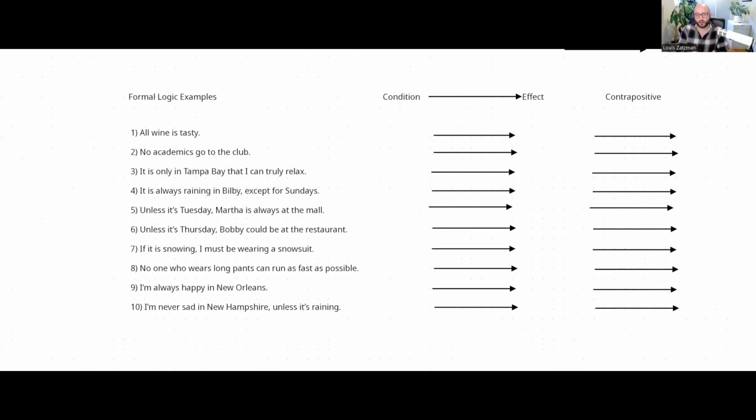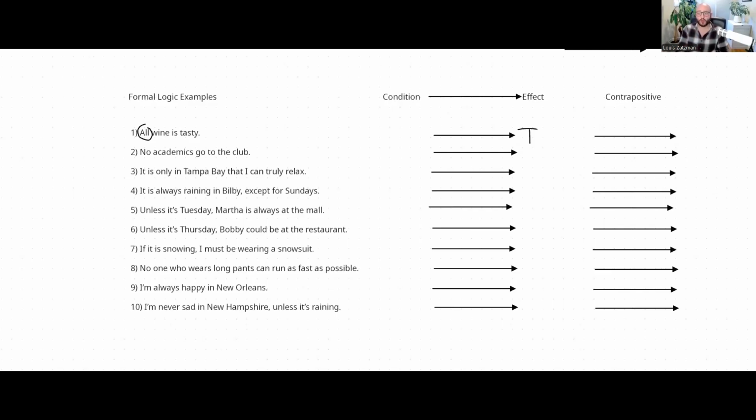So we have an easy one here first. All wine is tasty. All is an indicator here that we're looking at a sufficient condition. We can prove the presence of the effect. So we know with certainty when something is tasty. We don't know when it's not tasty. We don't know when it could be tasty. We know when something is tasty. And what is tasty? What's the condition that with certainty is tasty?